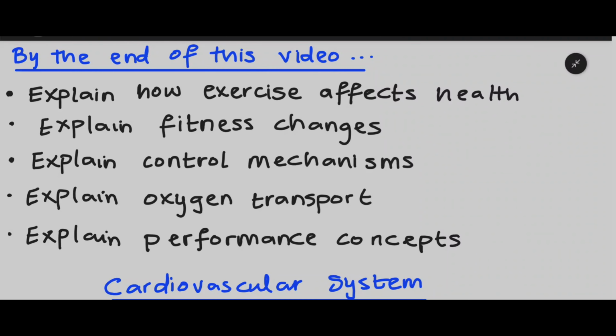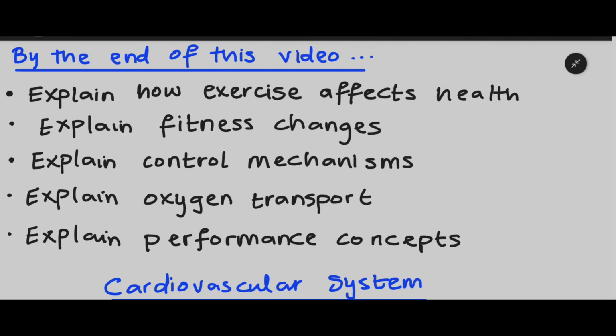Alright, let's lock in. By the end of this video, you'll be able to explain how exercise affects health. We're going to look at things like heart disease, blood pressure, cholesterol level, stroke, and all of those different factors. You'll be able to explain fitness changes. So we're going to look at cardiac output, trained versus untrained characteristics, and what we mean by maximal compared to sub-maximal.